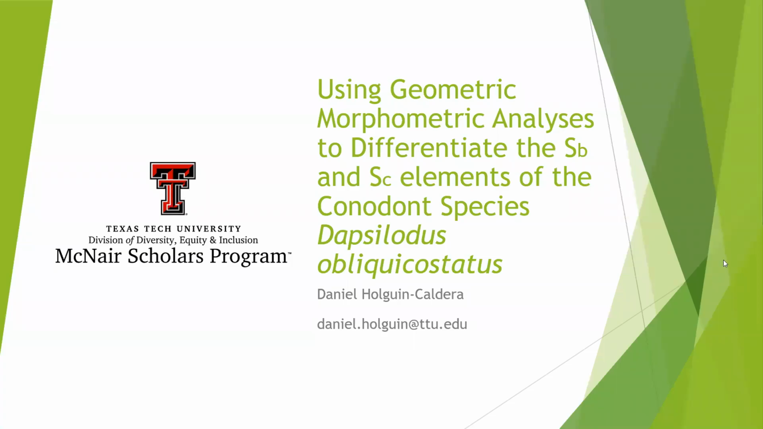Hello, my name is Daniel Lin Calera, and today I'll be presenting my research on using geometric morphometric analyses to differentiate the SB and SC elements of the conodont species Dapsilotus obliquicostatus. This was made possible with funding from the McNair Scholars Program at Texas Tech University, with assistance from my mentor, Dr. Neil McAdams.